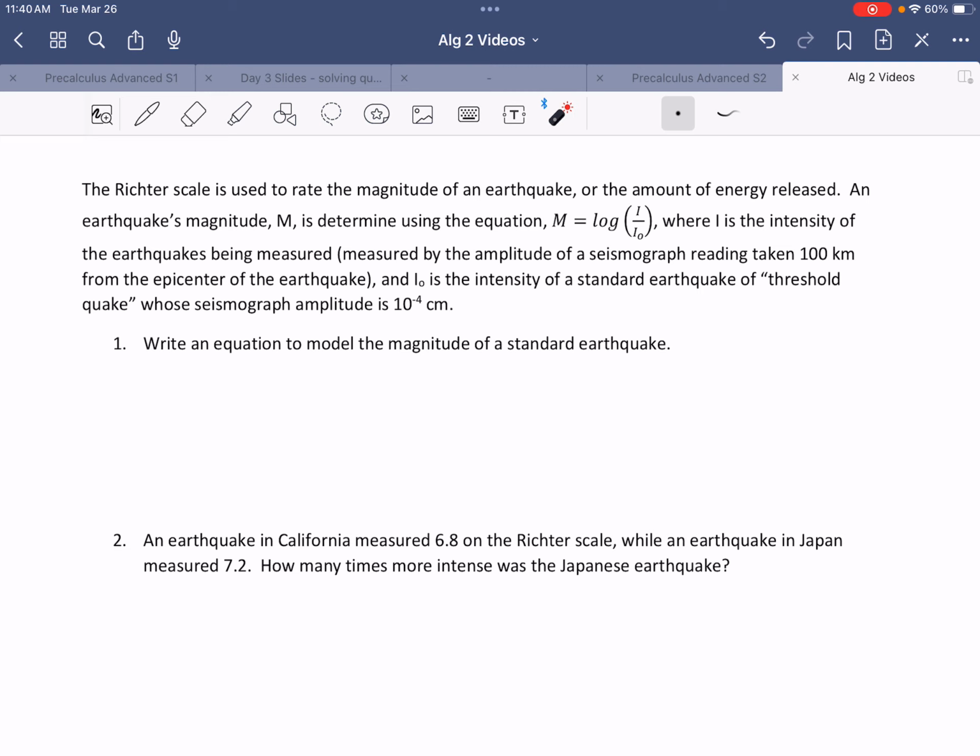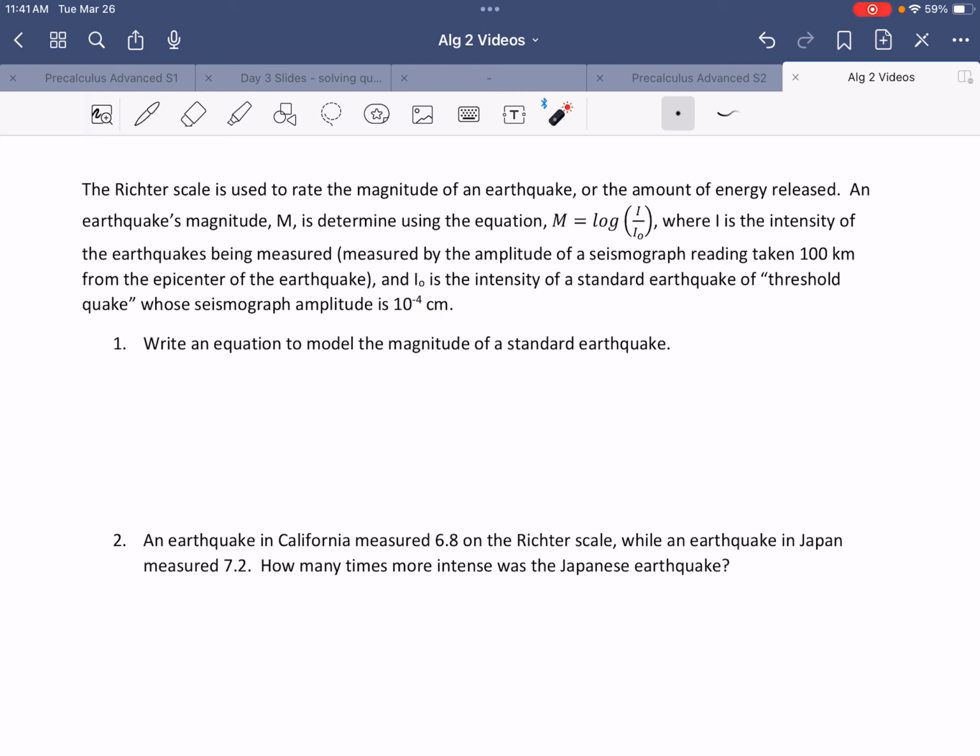Okay, so this says the Richter scale is used to rate the magnitude of an earthquake or the amount of energy released. An earthquake's magnitude M is determined using the equation M equals the log of I over I naught, where I is the intensity of the earthquake being measured by the amplitude of a seismograph reading taken 100 kilometers from the epicenter of the earthquake, and I naught is the intensity of a standard earthquake or threshold quake whose seismograph amplitude is 10 to the negative 4th centimeters.